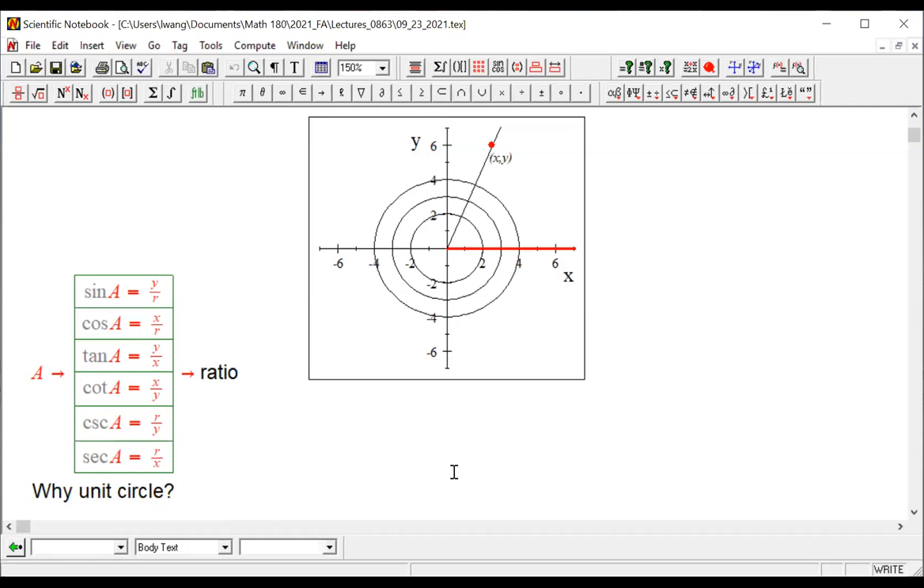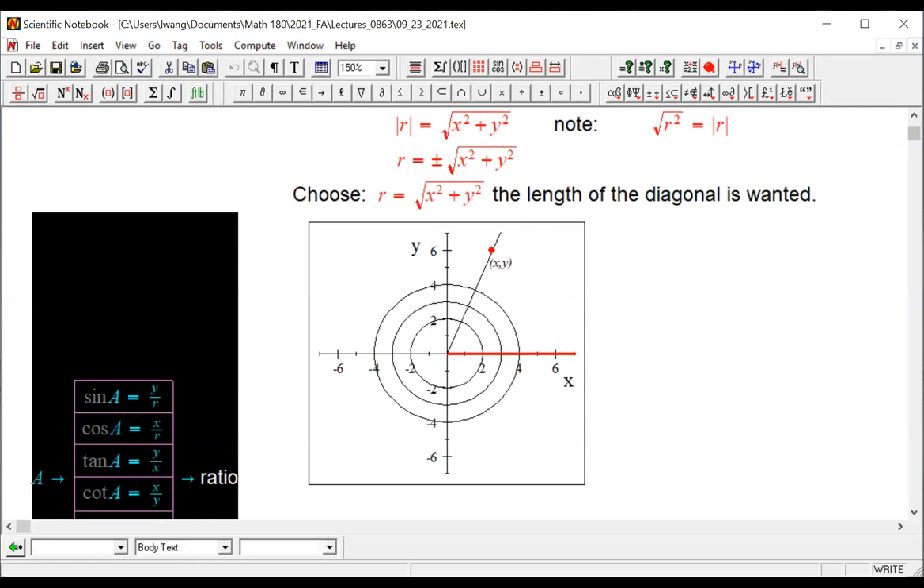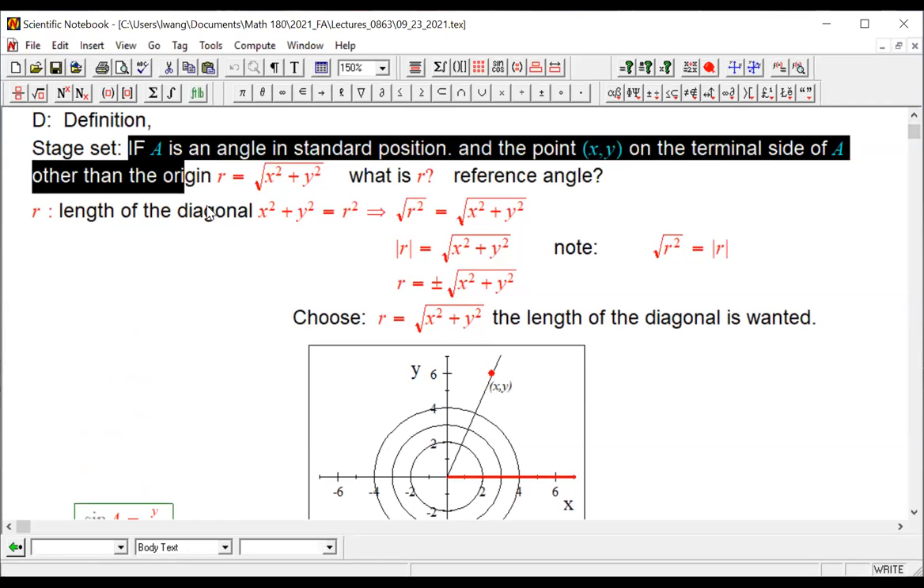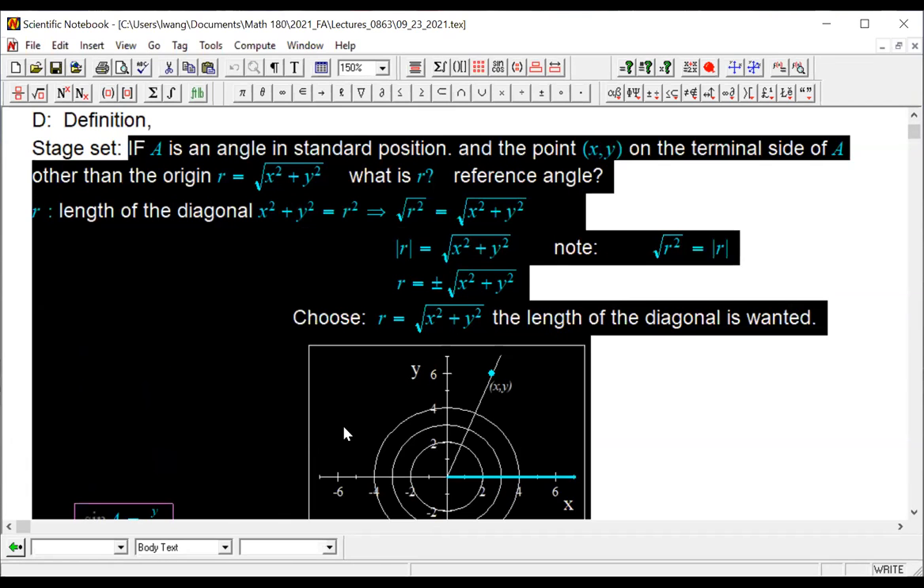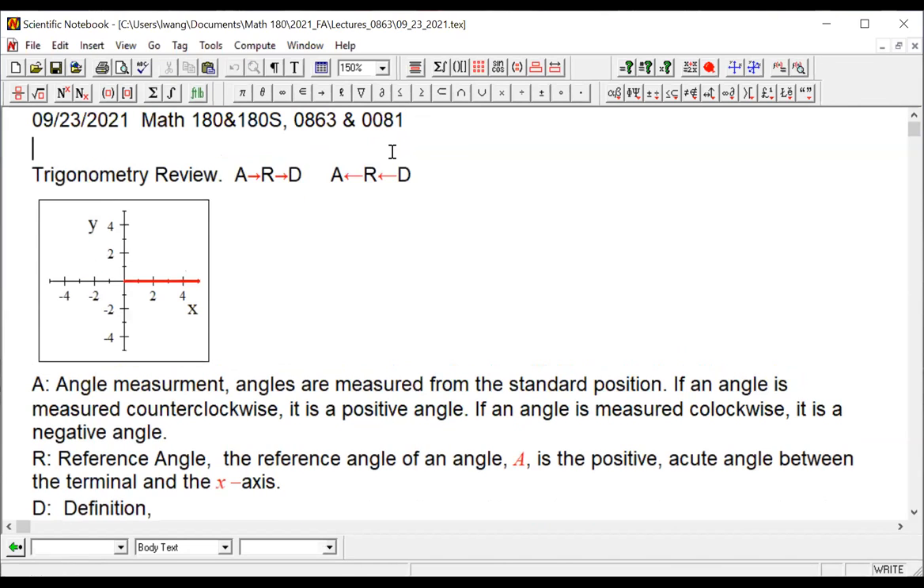And next, let's look: what if we use unit circle? We're going to rewrite the definition, and this time, we're going to use unit circle. So I'm going to copy and paste the whole thing and put it on the very top.